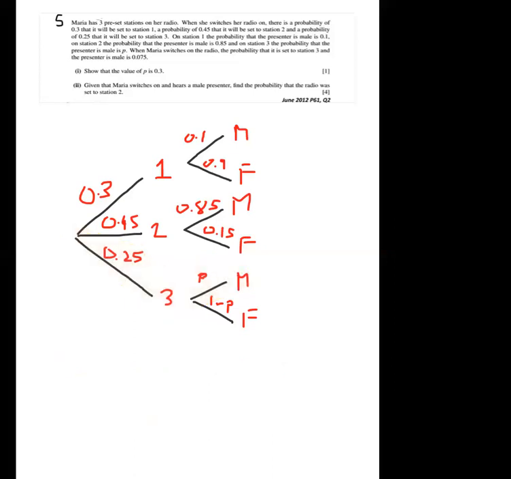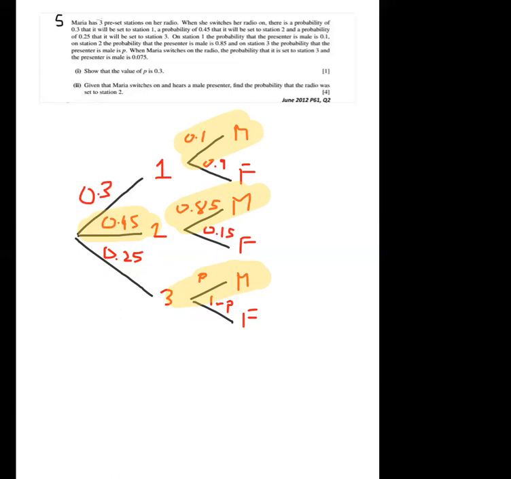For the second part, they're saying given, again, the word given, so it is conditional probability over here. Given that Maria switches on and hears a male presenter, so when she switches it on, she hears a male presenter, find the probability that the radio was set to station 2. So the condition is that there is a male presenter, and then we have to find if it was station 2.